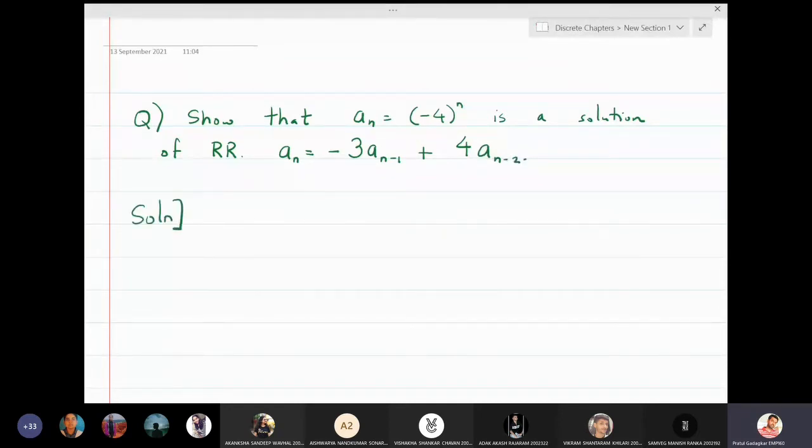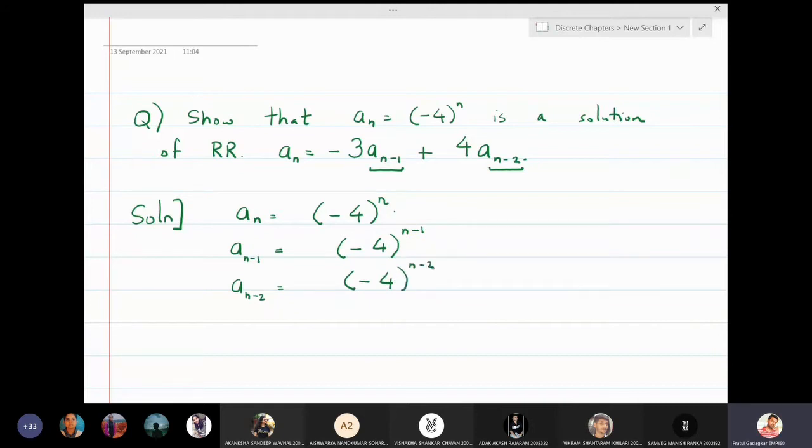So what is a_n? a_n is given to be (-4)^n. So what is a_{n-1} and what is a_{n-2}? I will calculate that. a_{n-1} is (-4)^{n-1}, and a_{n-2} is (-4)^{n-2}. So just replace n by n-1 and replace it by n-2.